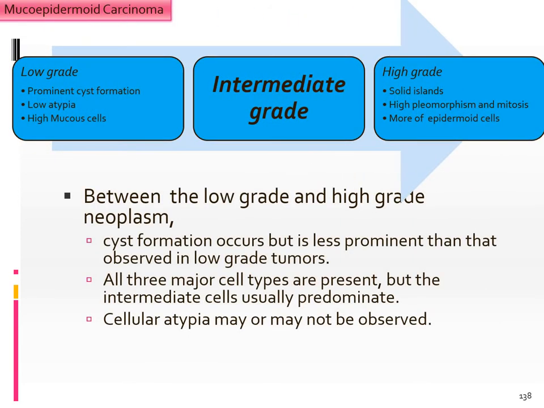Once we know what is low grade and high grade, anything in between will be categorized as an intermediate grade tumor. There will be a 50-50 percentage distribution of cystic and solid spaces. There may be some areas of atypia, and all three cell types are present, but it becomes difficult for the pathologist to actually identify which is more predominant, and maybe you will say that the intermediate type of cells predominate. So at this juncture, a pathologist will categorize them as an intermediate grade tumor.